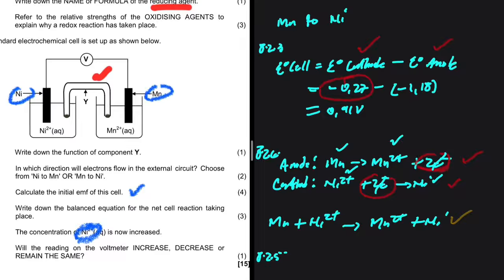But let's say, for instance, it was the concentration of Mn2+ that was increased. Then the reduction potential at the anode would increase. And if the reduction potential at the anode is increasing, the reading on the voltmeter would decrease. But in our case, the reading on the voltmeter is increasing.